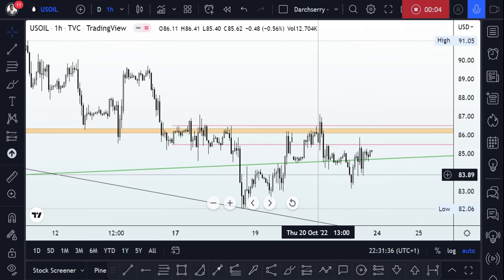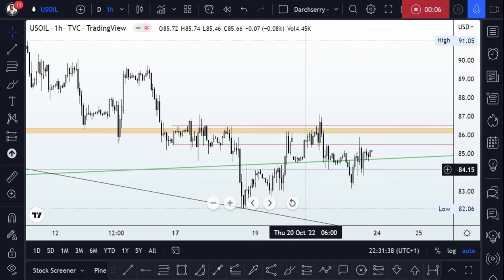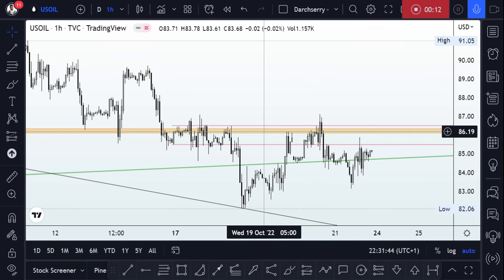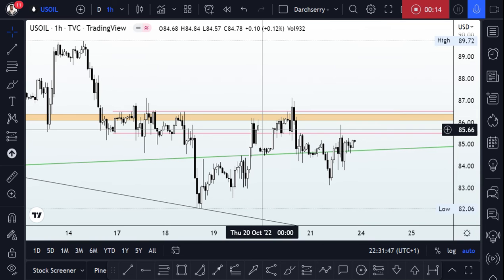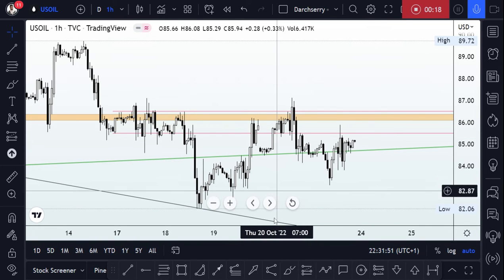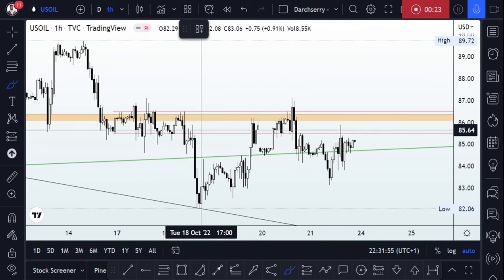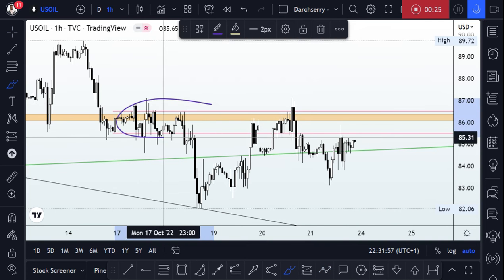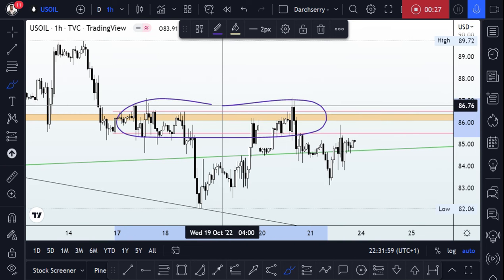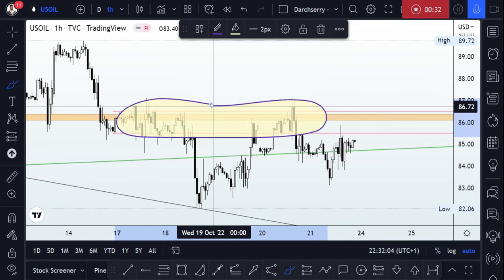I welcome you to another video tutorial on the USOil, and this is going to be a follow-up detail to my previous analysis on this pair. Well, during the course of last week's trading session, I was unable to take any advantage of this bearish momentum that happened last week. We saw how price action has been trading right below the very important key level at the $86 area, which I identified during the early hours of the last week trading session.